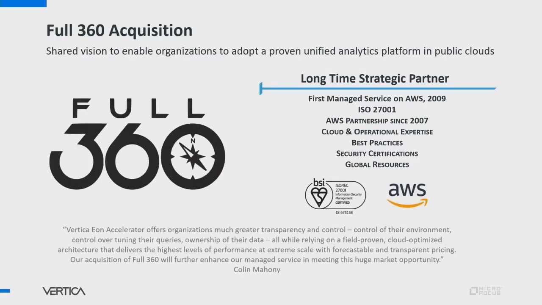From here, I'm going to go a little bit into public cloud deployments, and let's first talk about a really exciting acquisition that we announced about a month ago. The Full 360 group was acquired by Vertica and Micro Focus and brought into the Vertica product group. They're a longtime strategic partner of Vertica, running many customers' Vertica databases on Amazon. Their Full 360 team is all certified AWS experts, and I just want to take a second to welcome the Full 360 team to Vertica.